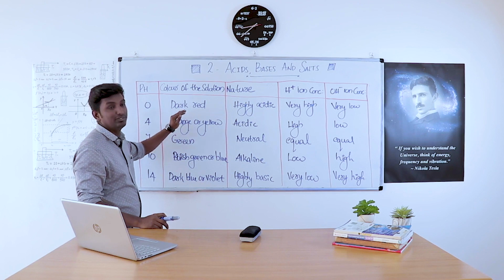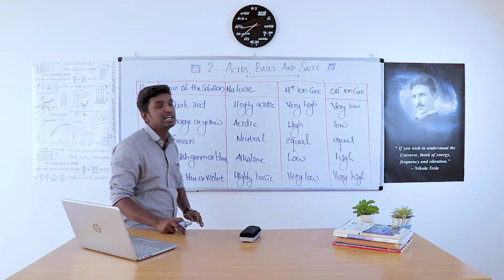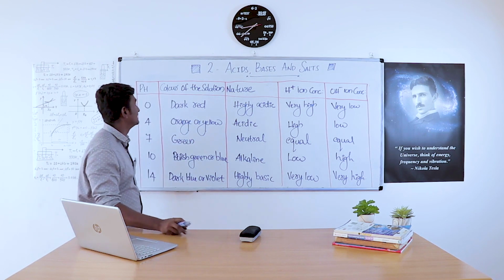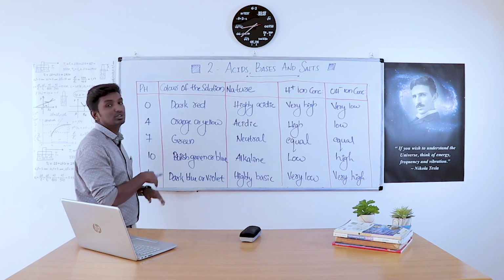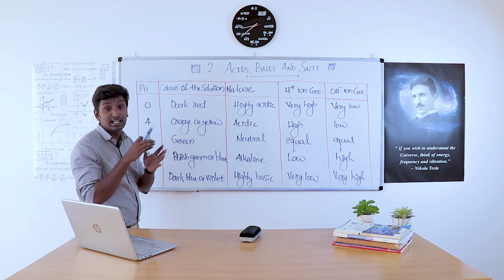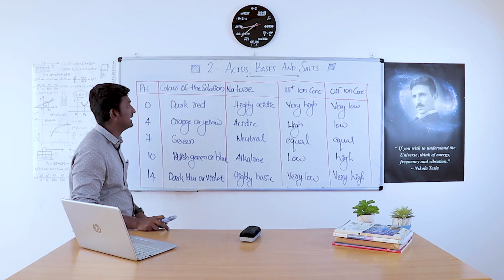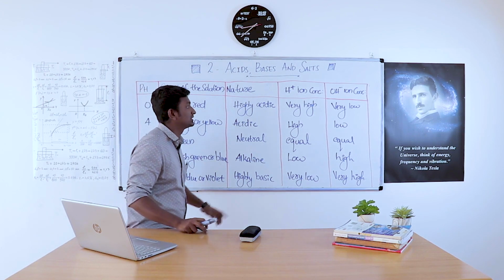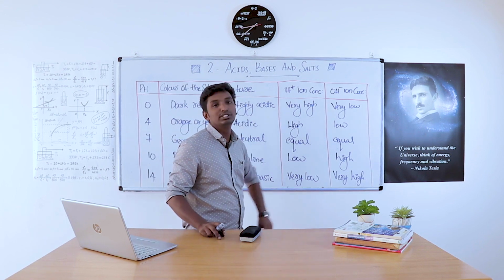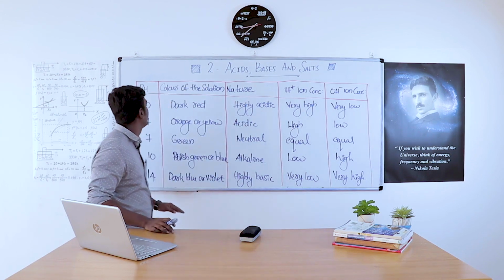So, the color of the solution: if it is dark red, then it is highly acidic. The pH paper shows the color change to dark red. If it shows dark red, then the nature is highly acidic, and the H plus ion concentration is very high and the OH minus ion concentration is very low.